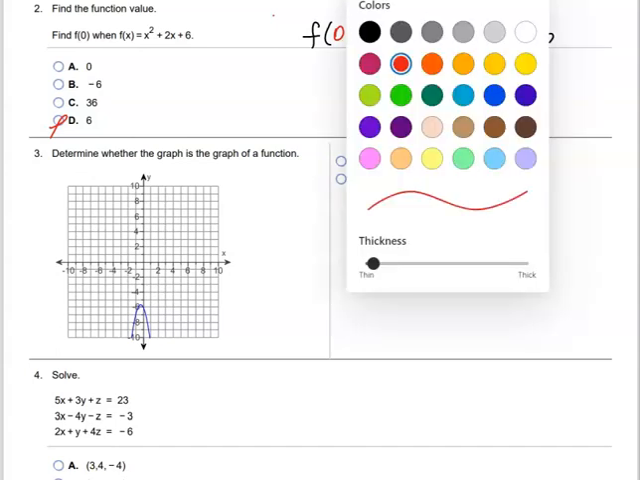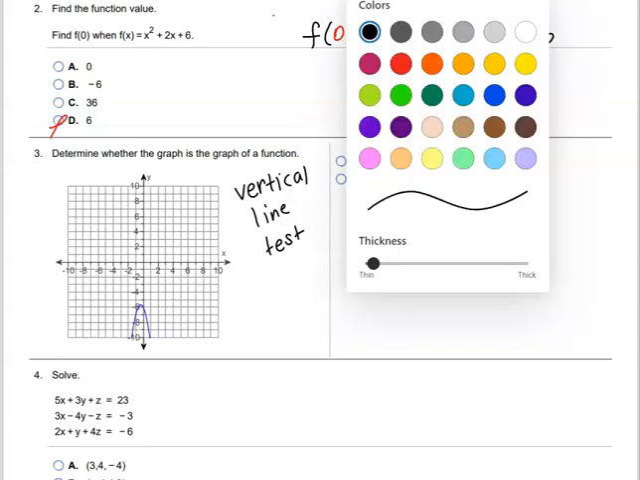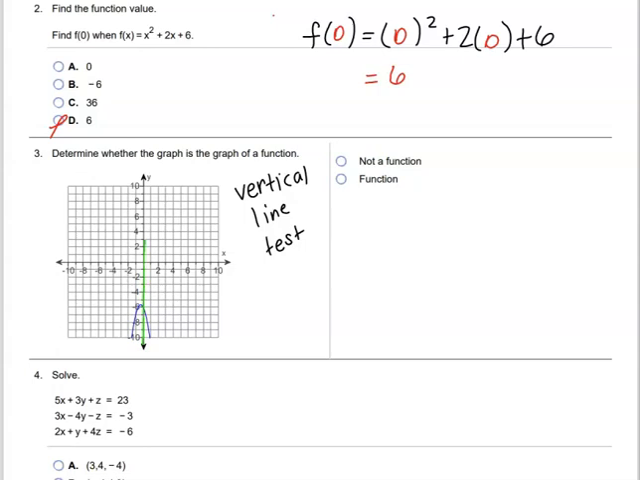When we're trying to tell if something's a function or not, given a graph rather, we always want to use the vertical line test. What that means is, if you draw a straight vertical line through your function, it doesn't matter where you draw that vertical line, it should only hit the function one time if it's a function. If it's not a function, it will hit it more than once. So this is a function because it only hits it one time when we do our vertical line test.